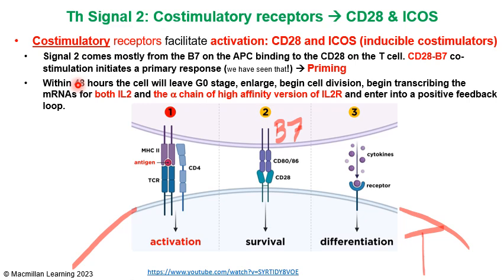Now stuff is going to start to happen. Within 48 hours of priming, your cell that was quiet, meaning it was in the G0 stage of cell division, meaning nothing was happening, right? Within 48 hours, this cell is going to come out of the G0 stage and start dividing, and it is going to start to make a couple of important things, like interleukin-2.